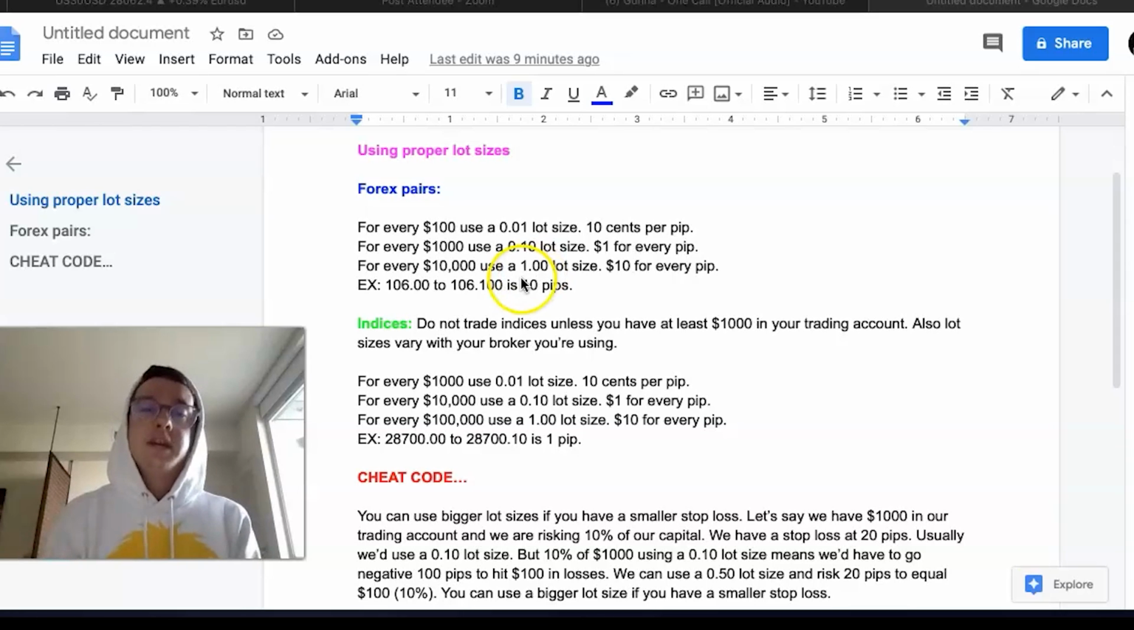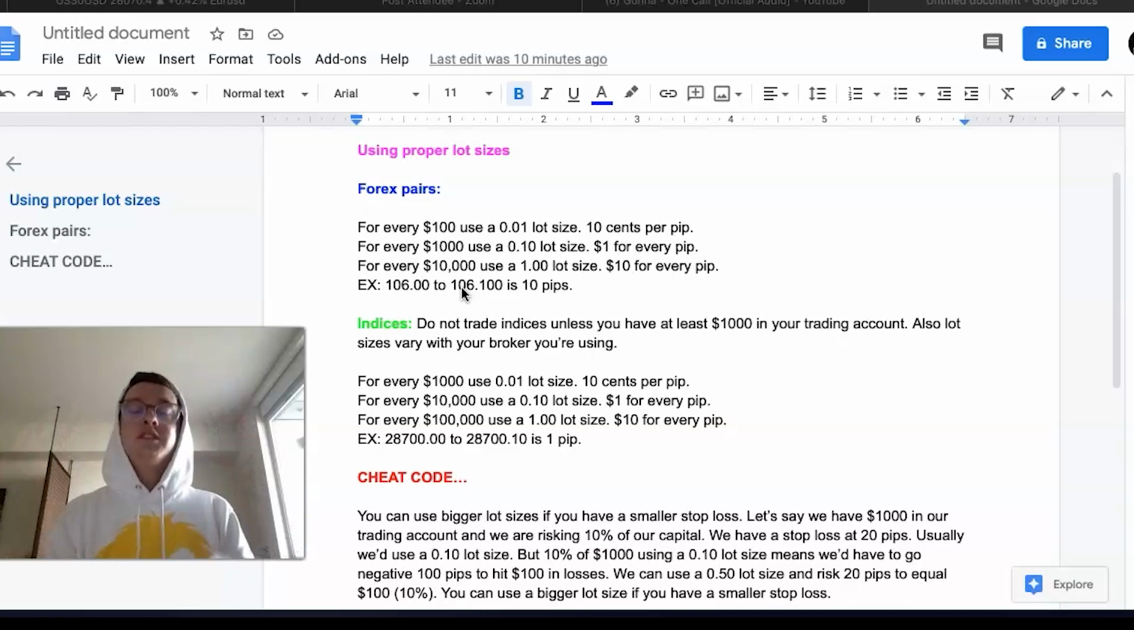So this is an example for you guys. If we go from 106.000, I missed a zero there, to 106.100, that's a 10 pip move. So you guys need to look at the lot size and see how much you would have made for that 10 pip move right there. That example was from USD JPY. It's not from Euro USD or GBP USD. So the numbers do differentiate. The price does differentiate for USD JPY and GBP JPY, or any pair with JPY in it, versus other pairs like Euro USD, GBP USD, something like that.